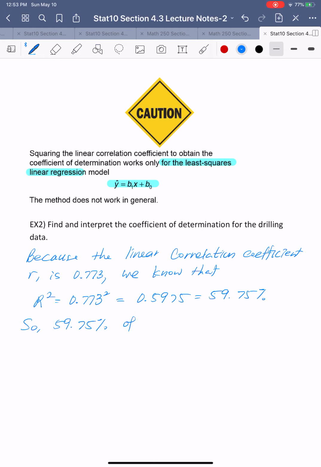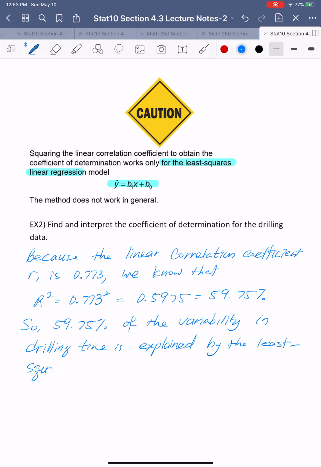For the interpretation: 59.75 percent of the variability in drilling time is explained by the least squares regression line. Okay, all right, so that's it for section 4.3.